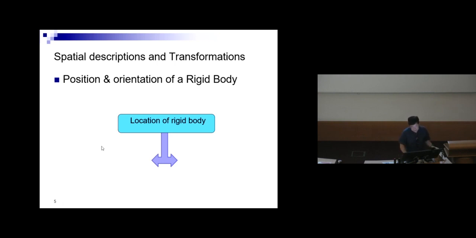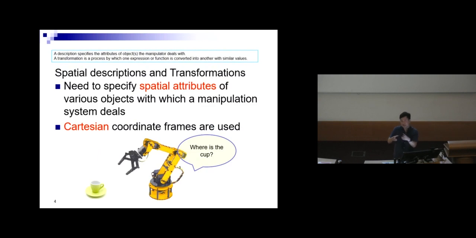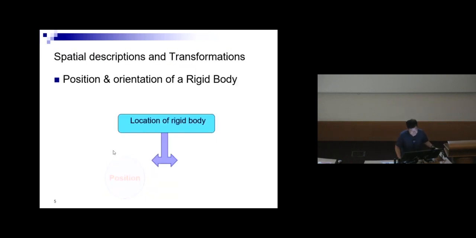So I mentioned that the cup is a rigid body. There's a difference between a rigid body and a soft or flexible body, meaning that a rigid body is rigid, so it does not deform. We talked about that last week. So you have to tell the location of a rigid body. You have to specify its position, meaning X, Y, Z. And then you also need to know the orientation of the rigid body.